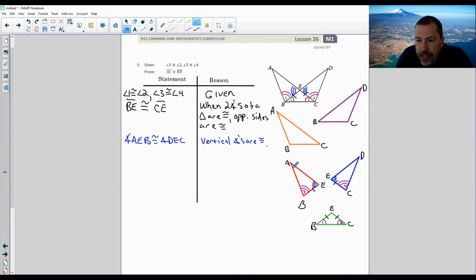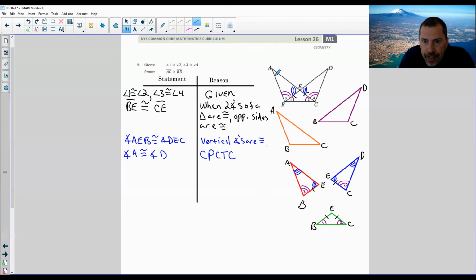What else do we know? Angle A is congruent to angle D. Let's go with that. So here's angle A. I'm using 4 now because I've already used 1, 2, and 3. So now I use 4. Angle A is congruent to angle D. Reason: corresponding parts, an angle or side, corresponding parts of congruent triangles are congruent.